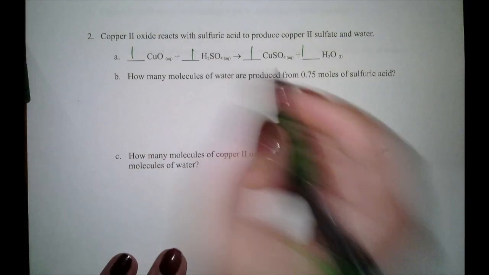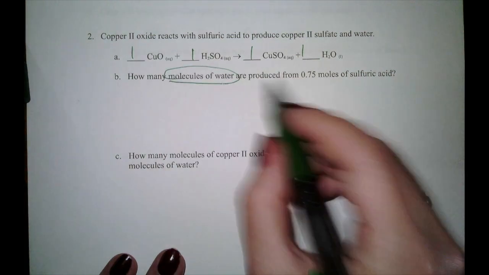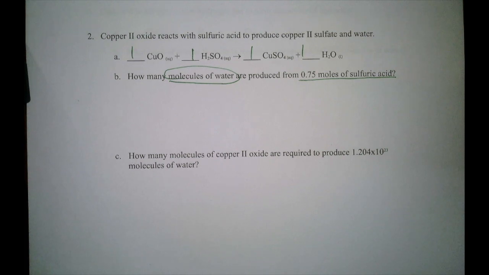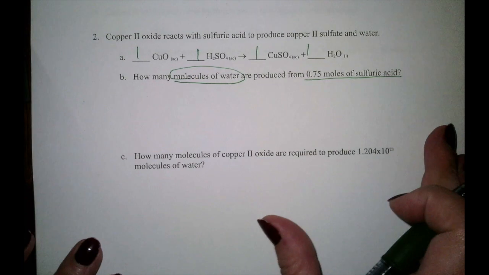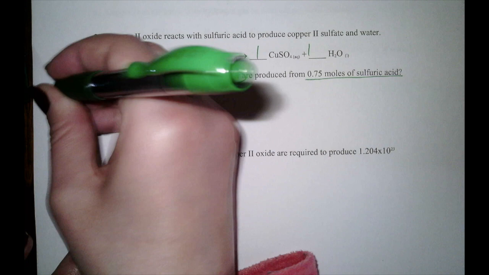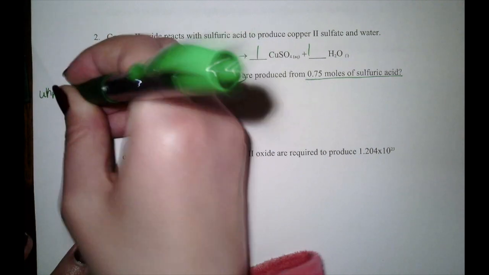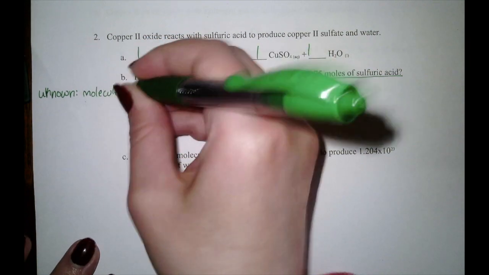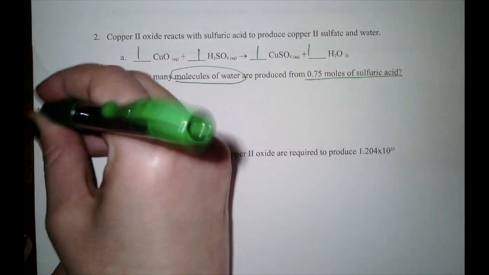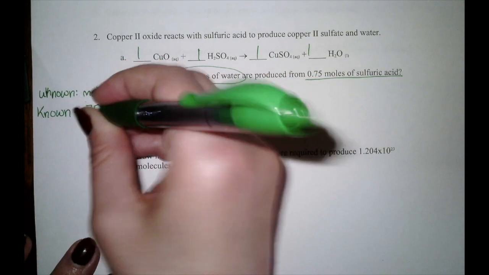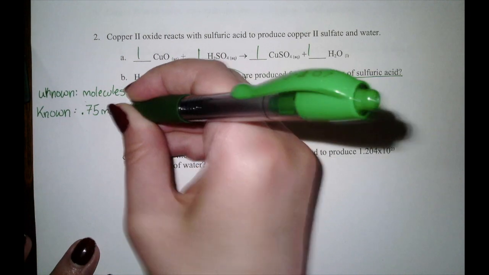Our first question says, how many molecules of water are produced when 0.75 moles of sulfuric acid react? Well, first off, let's jot down what our unknown and knowns are. So our unknown in this case is molecules of water. And our first known is 0.75 moles of sulfuric acid.